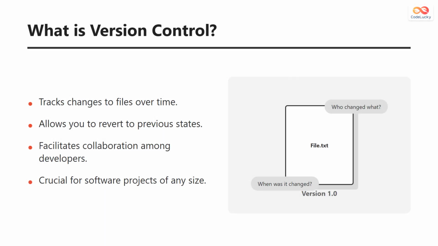First, let's quickly review what version control actually is. It is a system that records changes to a file or set of files over time so that you can recall specific versions later. It allows multiple people to work on the same project without overriding each other's work, and it answers critical questions like, who changed this file? When was it changed? And why?